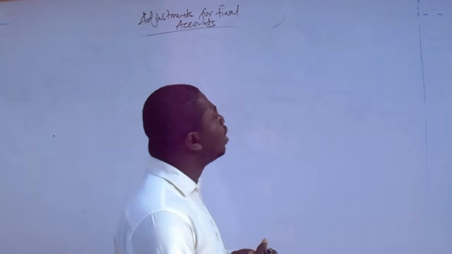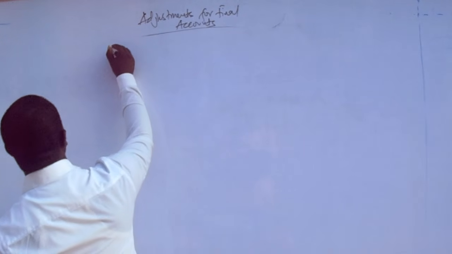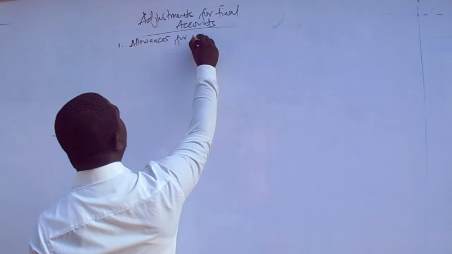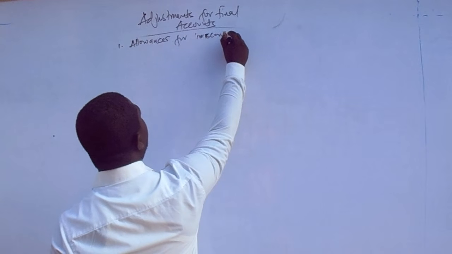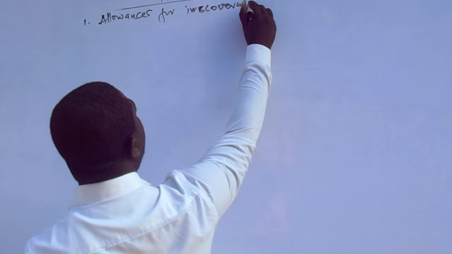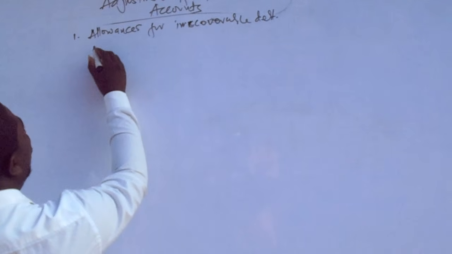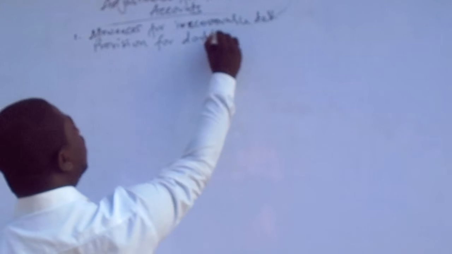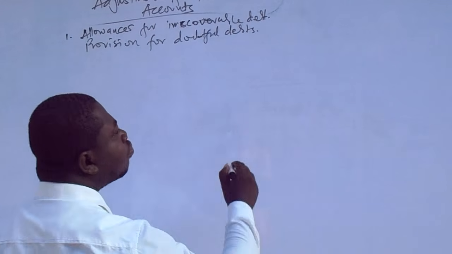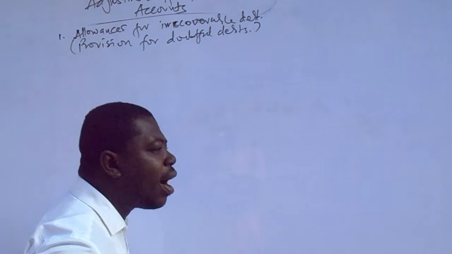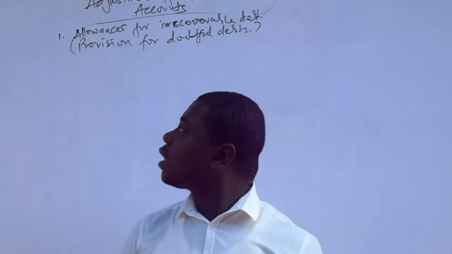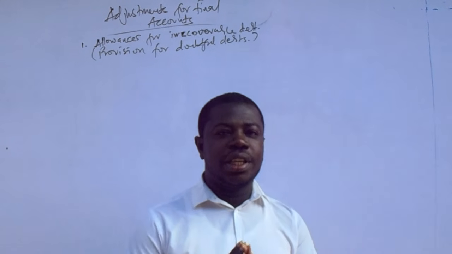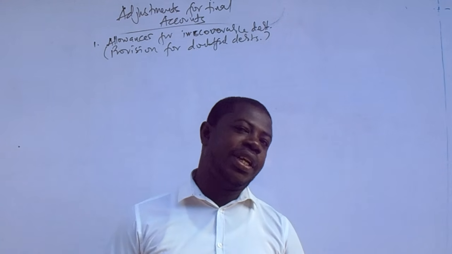So I'm talking about allowances for irrecoverable debts, or what we used to call provision for doubtful debts. So, allowance for irrecoverable debts or provision for doubtful debts. Now, this is very dicey. What we do is that this provision for doubtful debt is always calculated on the receivables or the debtors figure.